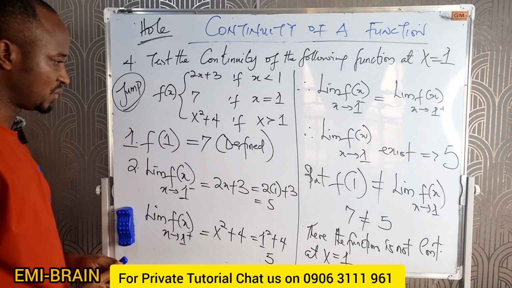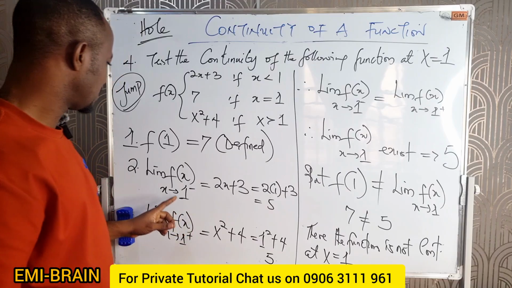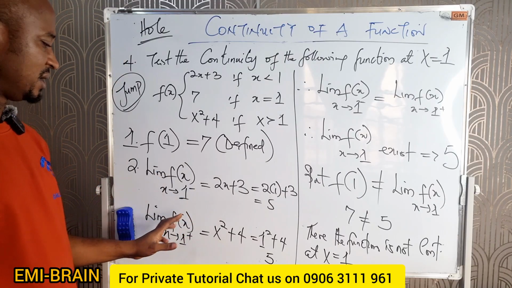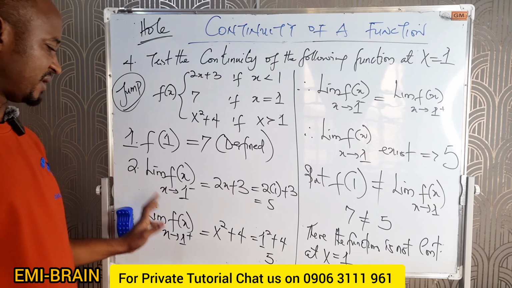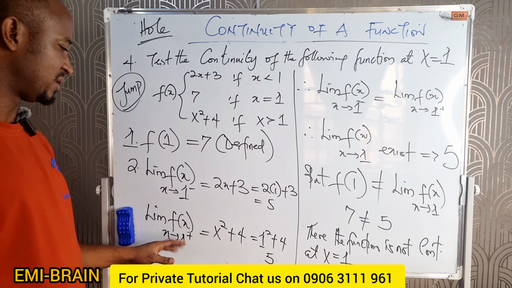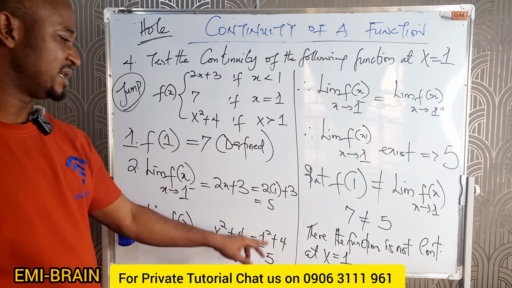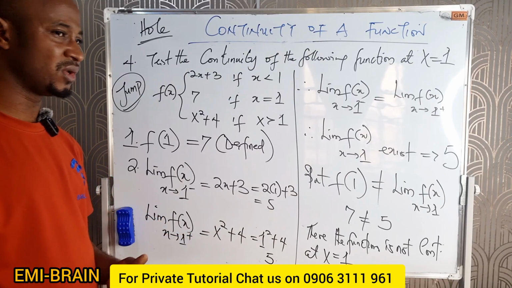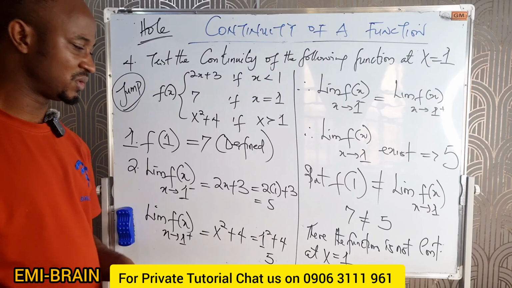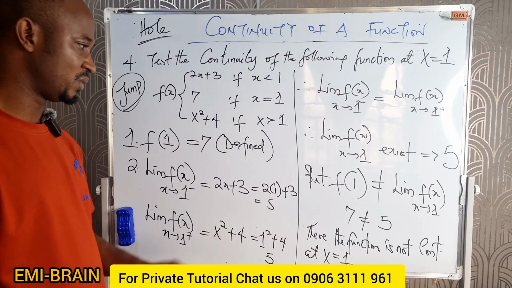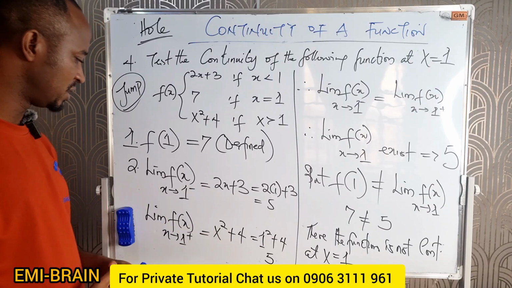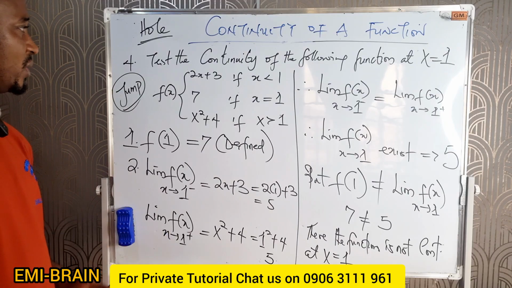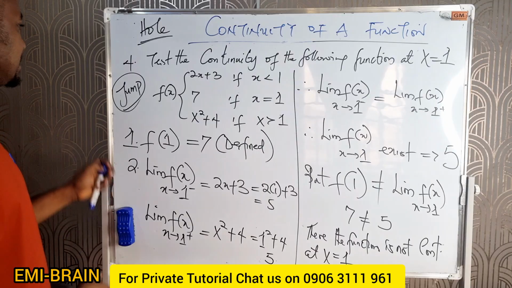A jump is experienced when the limit of f of x as x approaches a on the left-hand side is not equal to the limit of f of x as x approaches a on the right-hand side. If here is 5 and here is 4, it means we experience a jump. I mean, the limit does not exist. Whenever the limit does not exist, like this, we have what we call a jump discontinuous function. Now let's see another example. We have seen this example. Let's see another example.